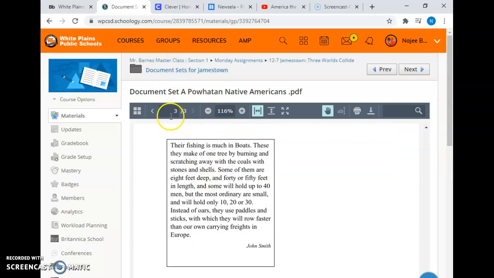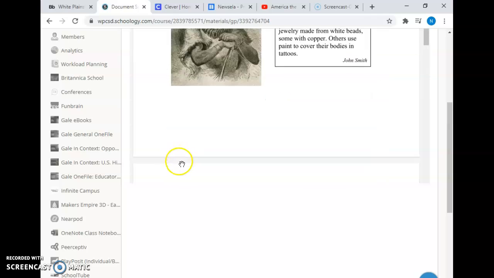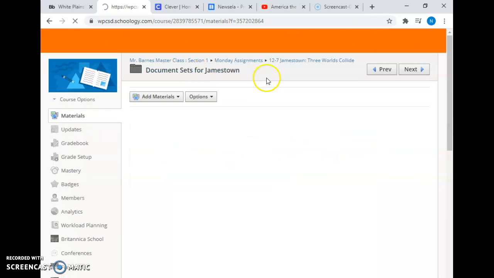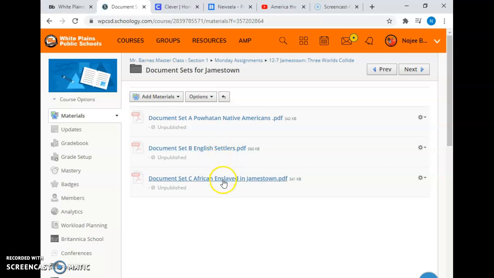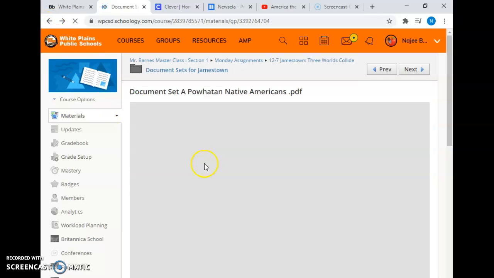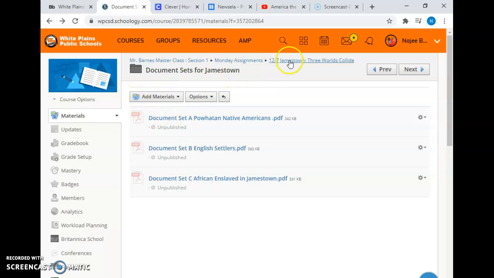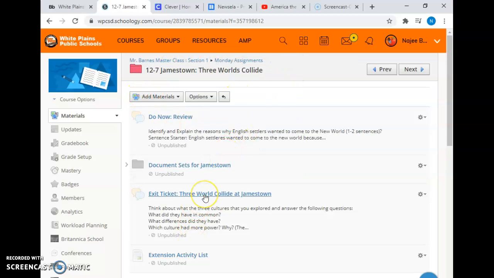So the first group is Powhatan's Native Americans. The next group is the English settlers and the enslaved Africans in Jamestown. So once you finish looking through those sets and thinking about those questions, you're going to come back to the exit ticket.